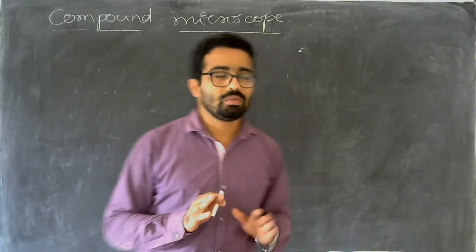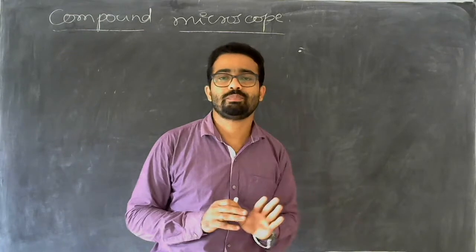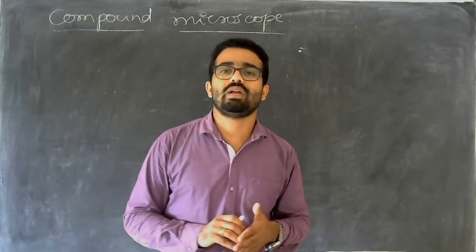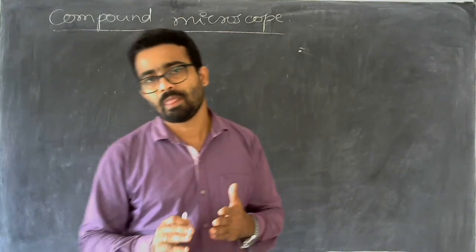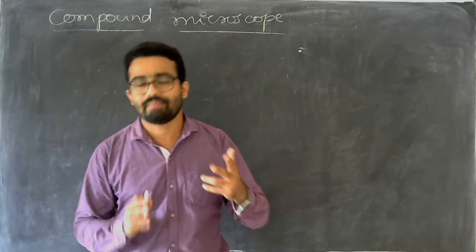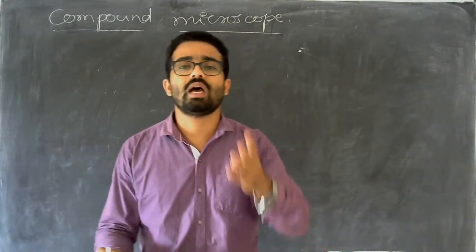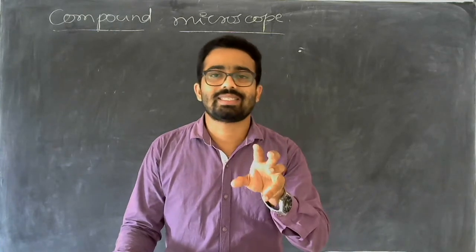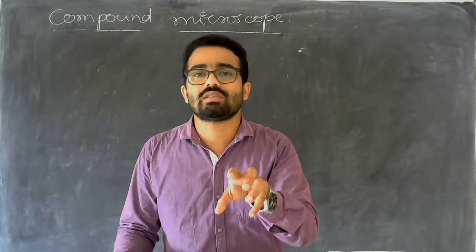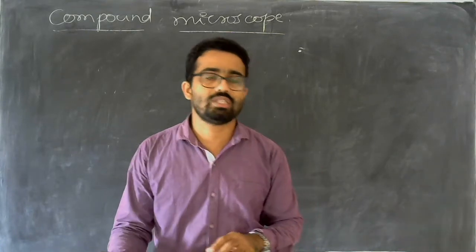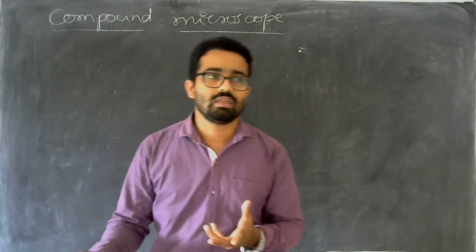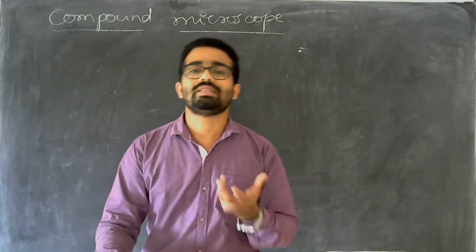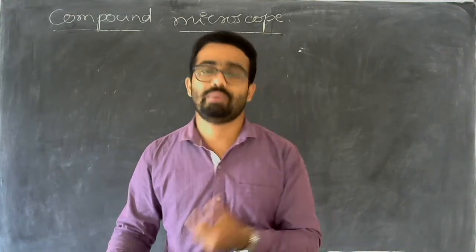I already told you this compound microscope has two lenses, and one lens is called an objective lens, another lens is called an eyepiece. I am repeating, we will use two kinds of lenses. One is the objective lens, another one is called an eyepiece. The objective lens is the lens that will focus the object. That's why it is called an objective lens. And there is one more lens, the eyepiece, through which we will see the objects. That's why it is known as an eyepiece.